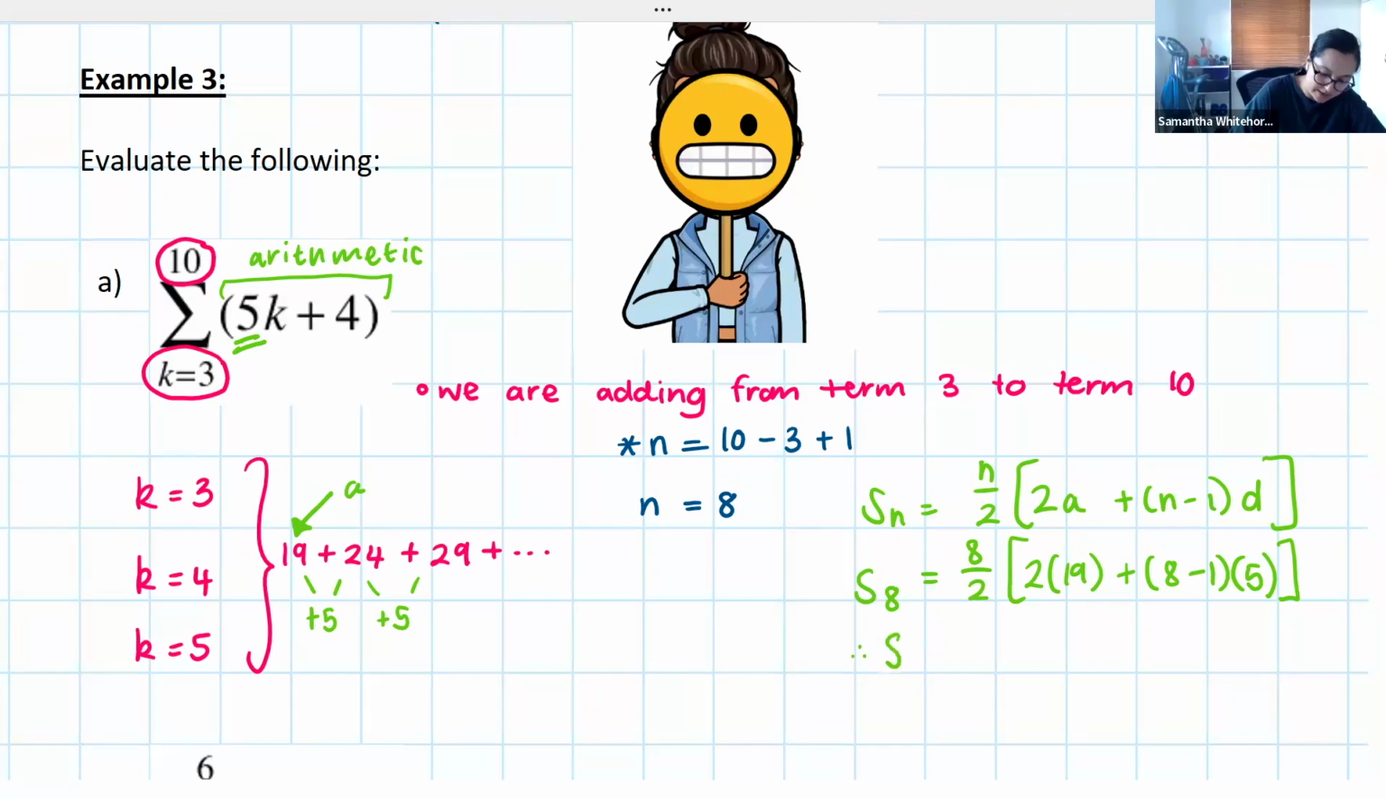Okay, so exactly, the sum of these 8 terms, so term 3 to term 10, is 292. So those of you that didn't get it, just double check your substitution. And like I say, just remember that even though we're starting from term 3, that is the first term that we're adding. So that will be our A value.